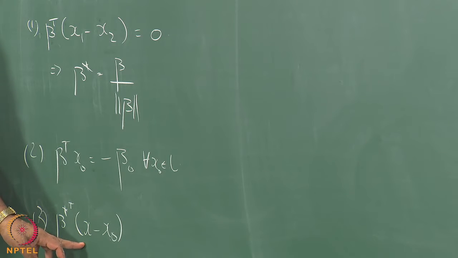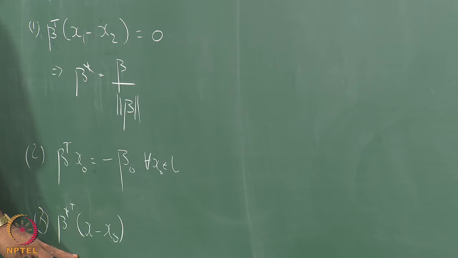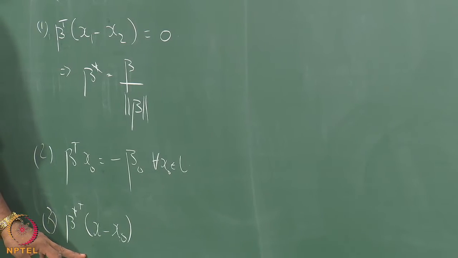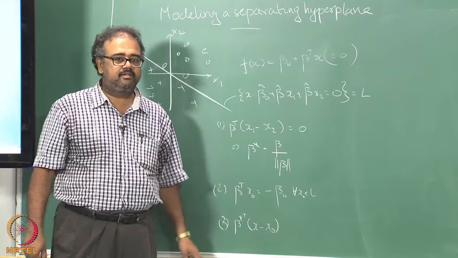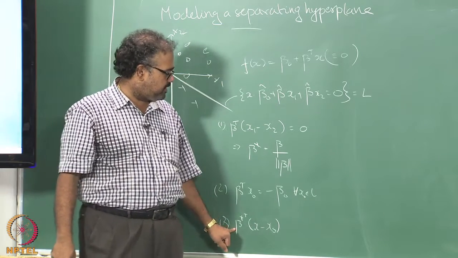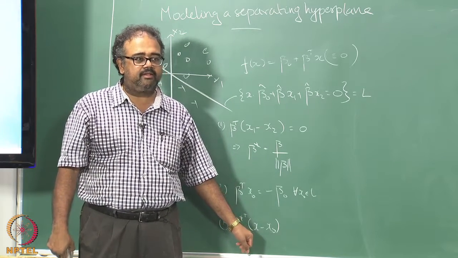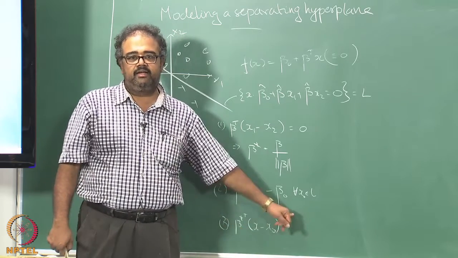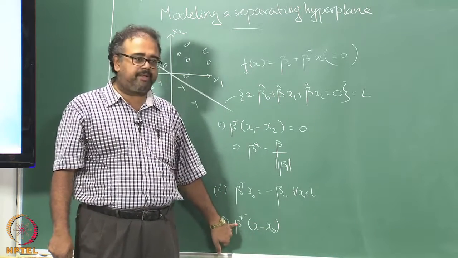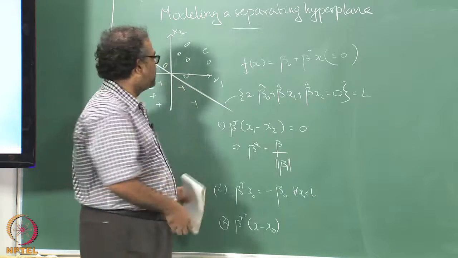So what is that? This is beta star transpose (x minus x naught), where x naught belongs to L, and x does not belong to L. What is that? Beta star is a direction that is perpendicular to L. So this is essentially the distance of x from L. It is actually the signed distance of x from L, depending on which side of L it is. But because I am multiplying with beta star, it gives me the projection on the perpendicular. So this gives me the distance to L.